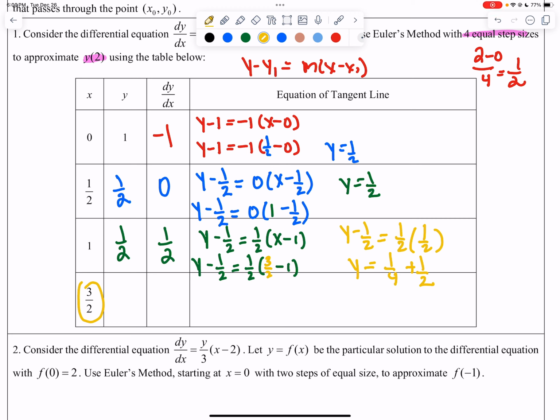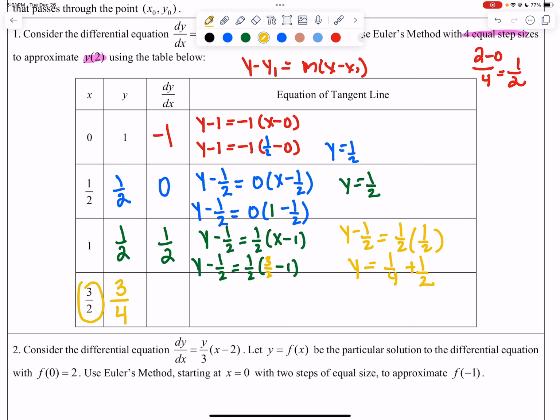And once again, this is where you need to figure out your fraction skills. I know some of you guys are scared of fractions, but you might need to suck it up. 1/4 plus 1/2 is going to be 3/4. So you know that your y value here is 3/4.